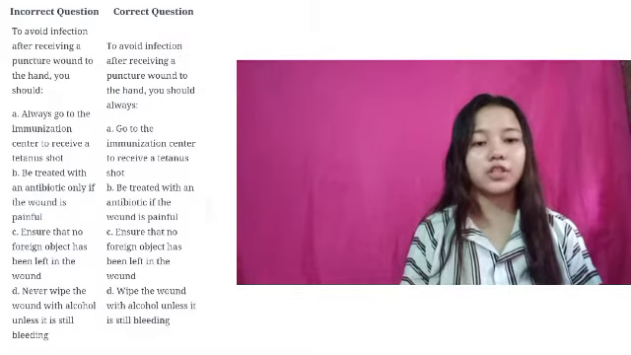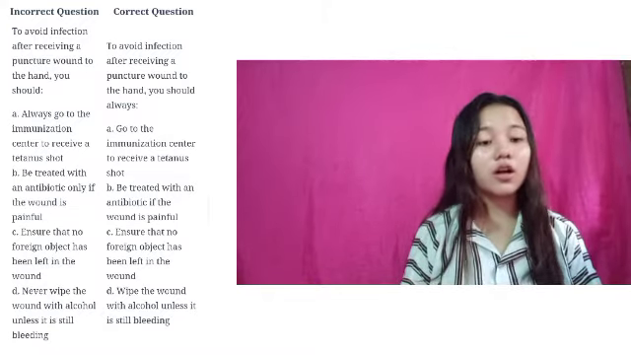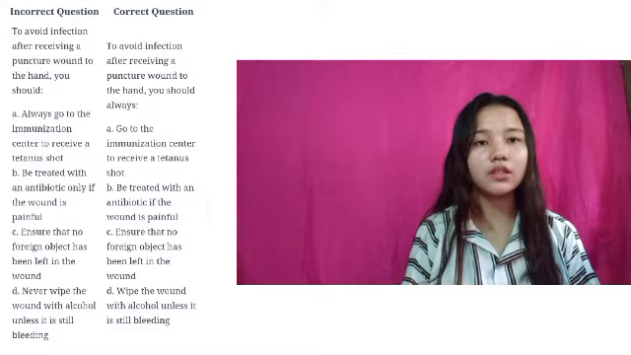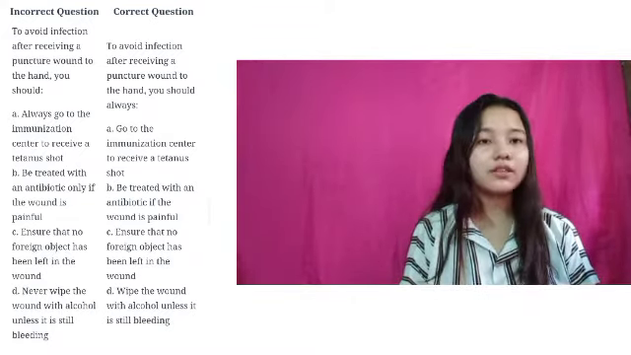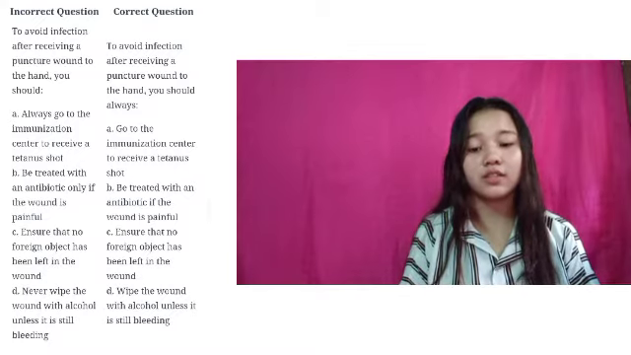For example, for incorrect question, to avoid infection after receiving a puncture wound to the hand, you should A. Always go to the immunization center to receive a tetanus shot. So yung always, dapat hindi siya nilalagay sa unahan. Because it becomes a clue to alert learners that it is false. Letter B, be treated with an antibiotic only if the wound is painful. Letter C, ensure that no foreign object has been left in the wound. And letter D, never wipe the wound with alcohol unless it's still bleeding.